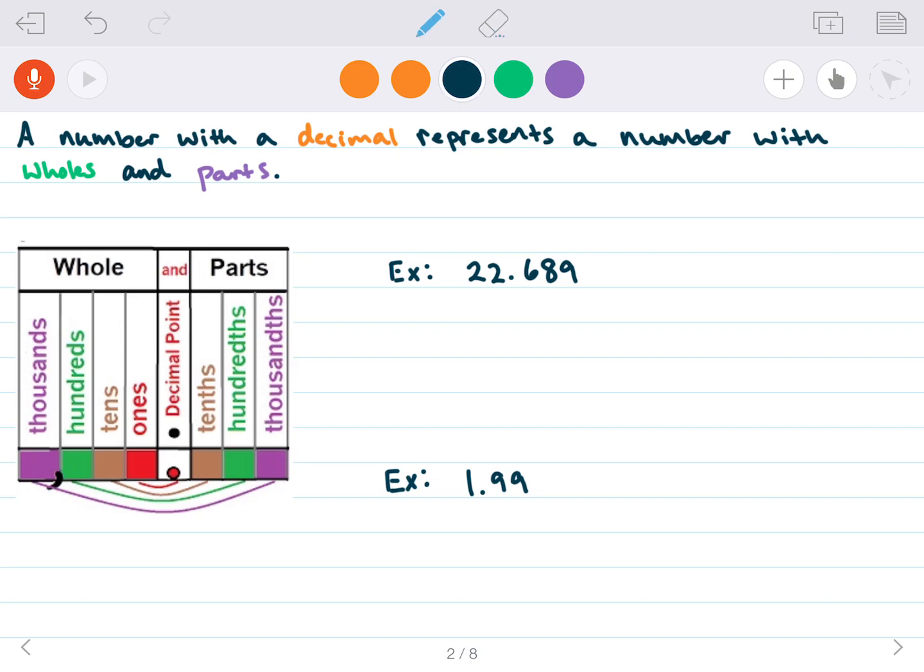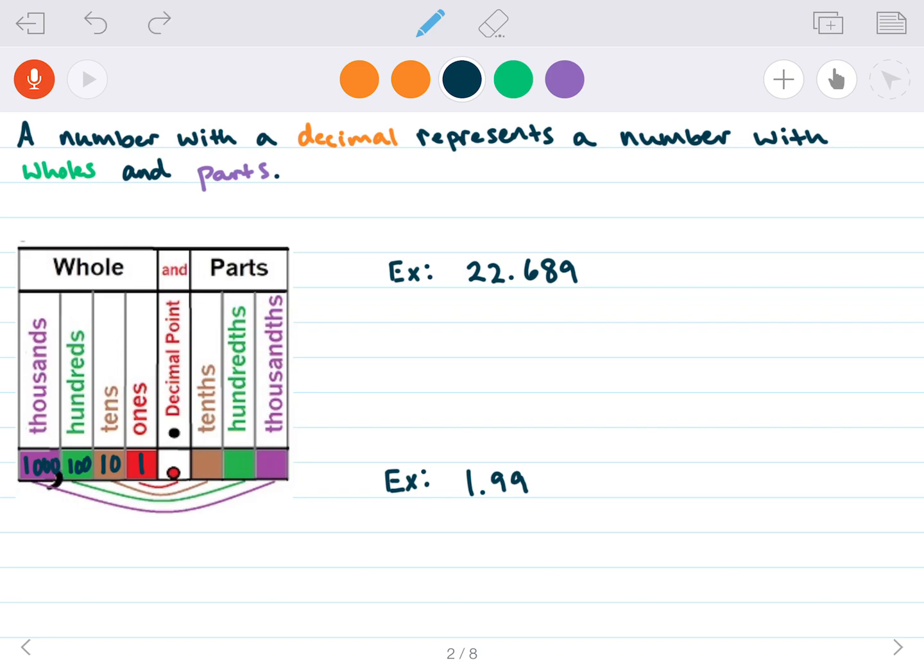So 1,000 is a 1 with three zeros. Hundreds is a 1 and 2 zeros. Tens is just a 1 and a 0. Ones is just 1. Then tenths, okay, so now we're talking about to the right of the decimal.